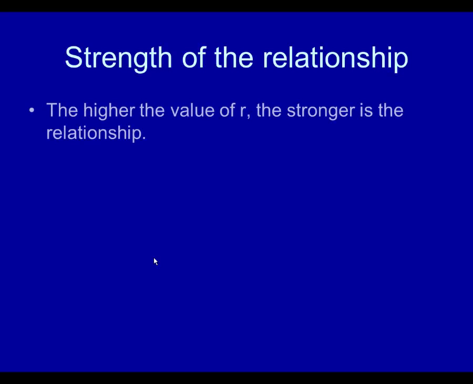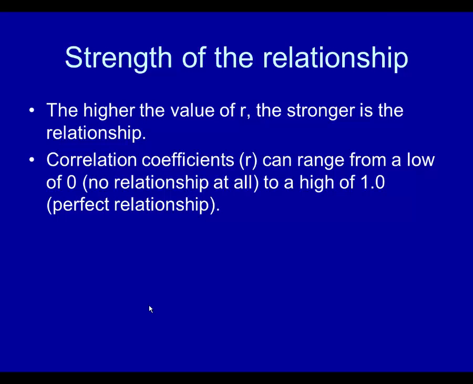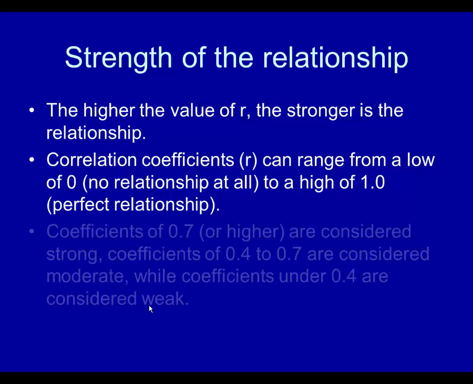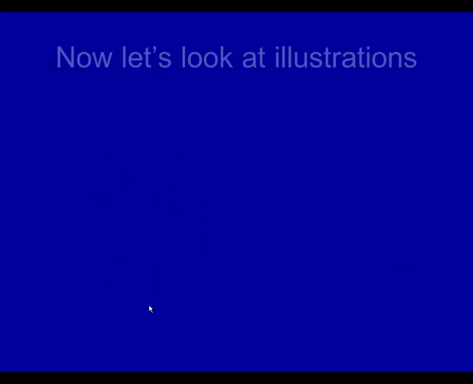The strength of the relationship is an important consideration. The higher the value of R, the stronger is the relationship. Correlation coefficients can range from a low of 0, which means no relationship, to a high of 1.0, which means a perfect relationship. Coefficients of 0.7 or higher are considered strong. Coefficients of 0.4 to 0.7 are considered moderate, while coefficients under 0.4 are considered weak. This, of course, is a matter of opinion. There's nothing scientific about that breakdown. It's just a matter of opinion by the experts.